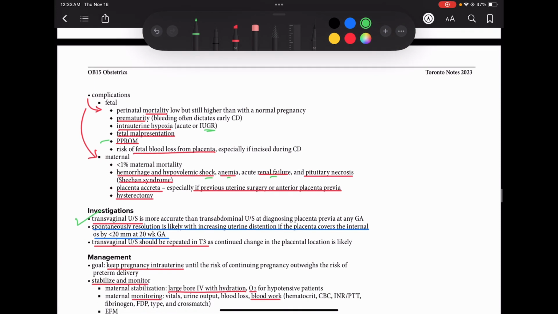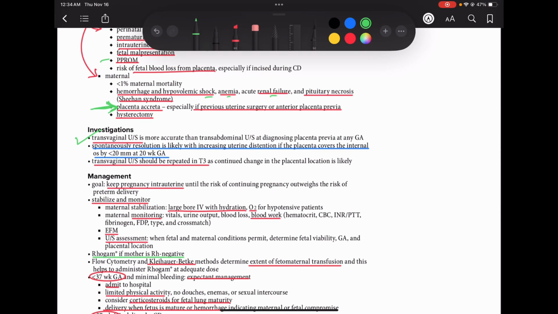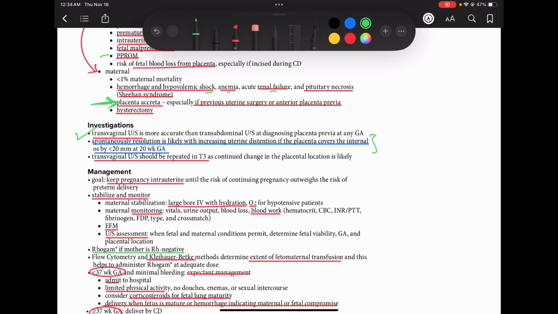and then there might be a complication which is called placenta accreta, especially if previous uterine surgery or anterior placenta previa. So placenta accreta is where the placenta just gets embedded within the endometrium. So placenta previa might cause placenta accreta and hysterectomy. You might have to take the whole uterus out. So investigations: transvaginal ultrasound.